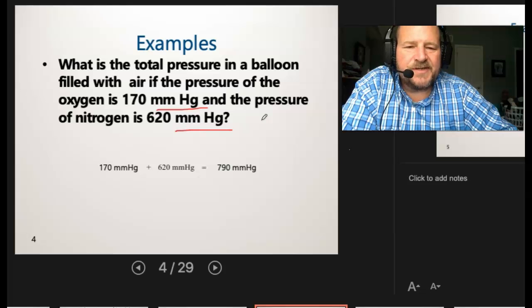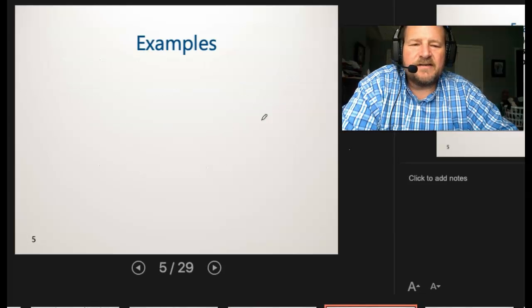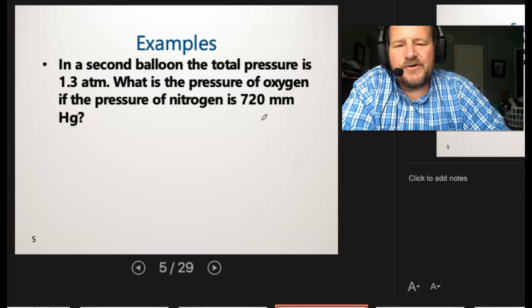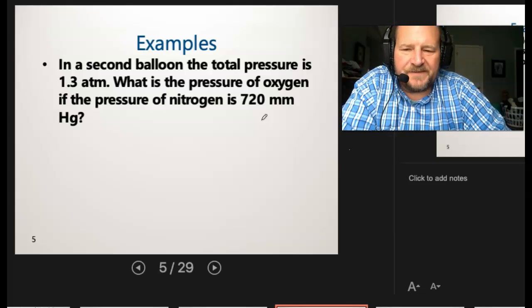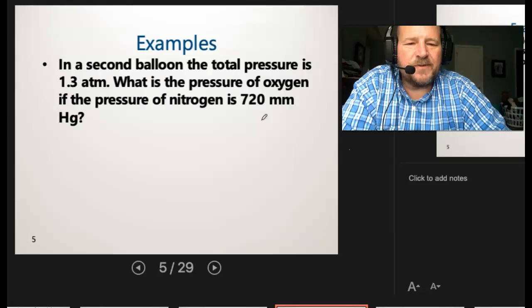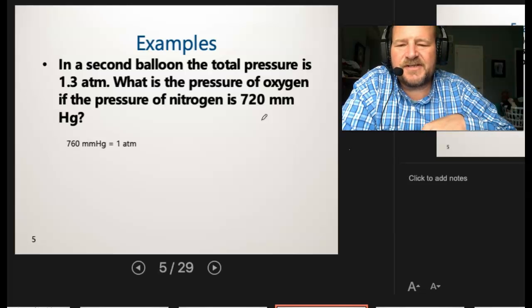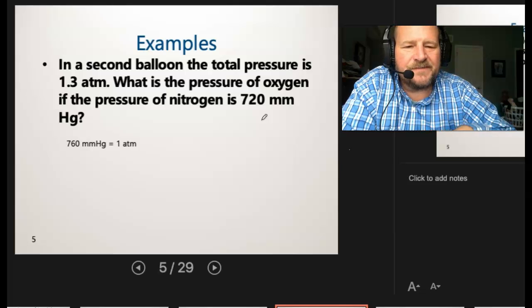I know it just seems too easy. I get that. All right, let's see if we can make it just a smidge harder. In a second balloon, the total pressure is 1.3 atmospheres. What is the pressure of oxygen if the pressure of nitrogen is 720 millimeters of mercury? Well, don't forget, you'll have this with you: 760 millimeters of mercury is equal to 1 atmosphere.